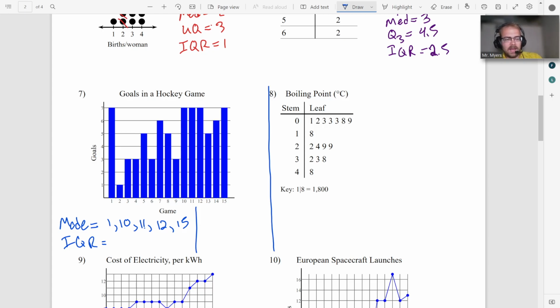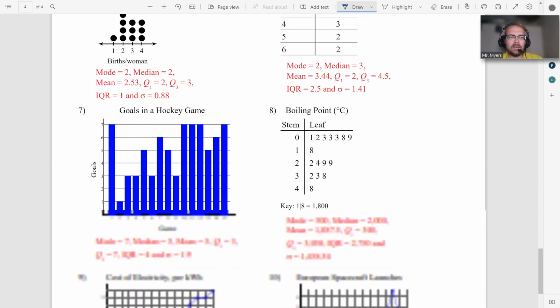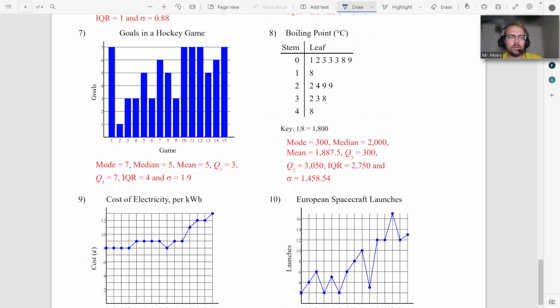Okay, so stat, edit, L1. Oh, clear it out. There we go. So how many ones do we have? Well, in game one we had 7 goals, right? So it's seven ones, kind of. This is a weird way to think about it, so let me check. I know I'm second-guessing myself a lot here. So, mode. Oh, no, they're just saying the mode is 7. Okay, so they're interpreting this a little differently than how I was thinking they might.